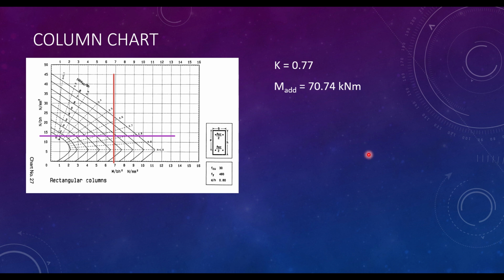So since we get a new M add, you now have to determine a new MT. MT is just the initial moment, which is 50, plus our new M add. Doing that, you arrive at 120.74 kilonewton meters. From this, our values of D and H are the same, N over H is the same, and M over BH square is also the same. So if you do this, you get a new value.